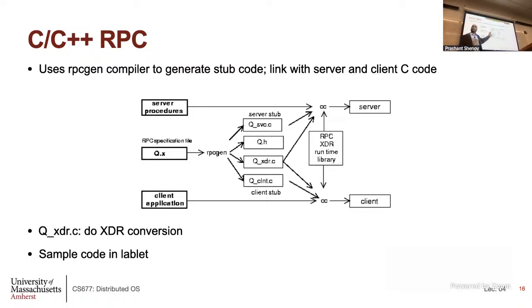You have a special tool that's your compiler for that RPC system that will auto-generate some code for you, and then you use that code with the client and the server code to implement your RPC system. That process is common across many different RPC systems. It's not specific to C or C++. Is that clear? Okay, so you can play with this in the lablet, and then you can figure out how the process works.